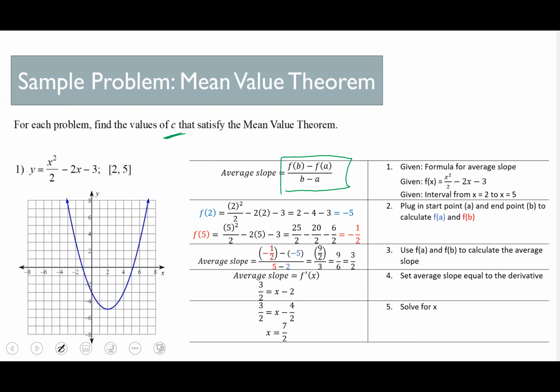Okay, I'm going to draw out what we just did really quick, or attempt to. Okay, I've got x equals 2, and we were at negative 5, or here-ish. Then we also had x equals 5, and we were at negative 1/2. If I was to draw a line between those, that line would represent our average slope. And the slope of that line was 3 over 2.